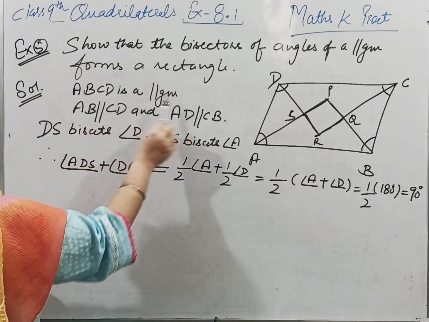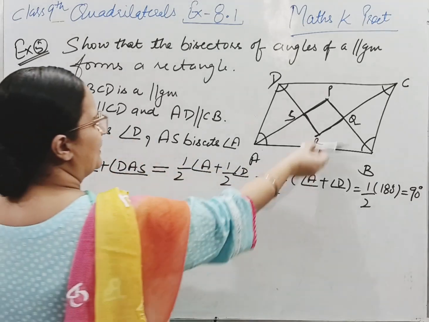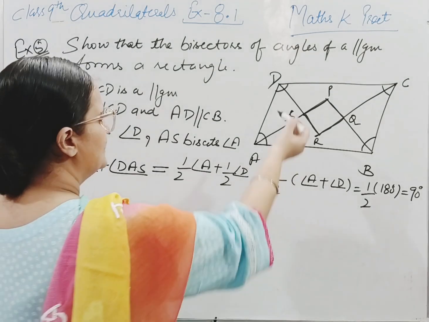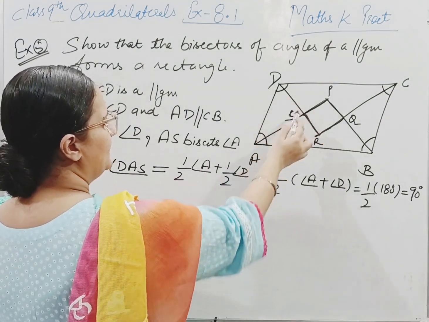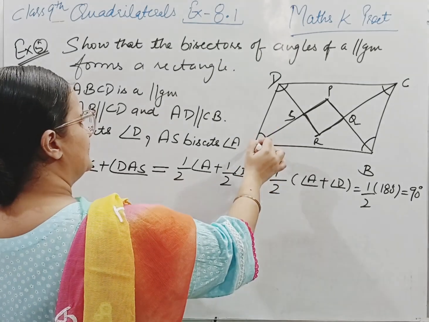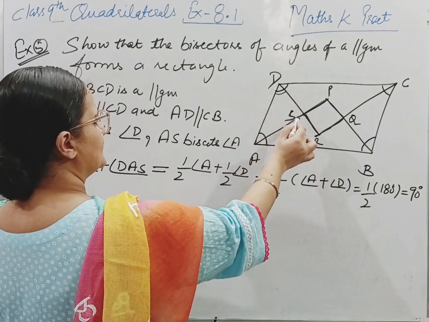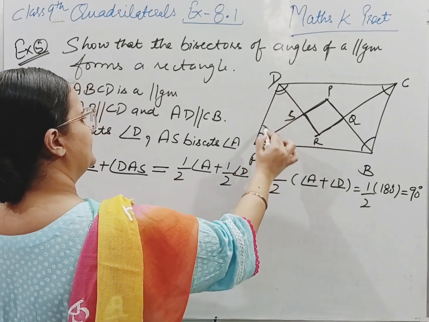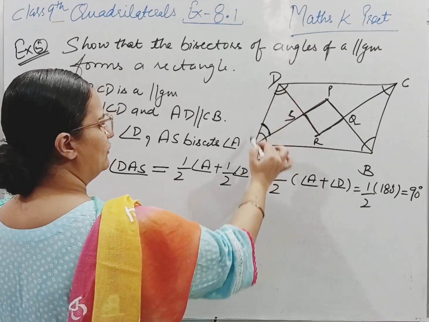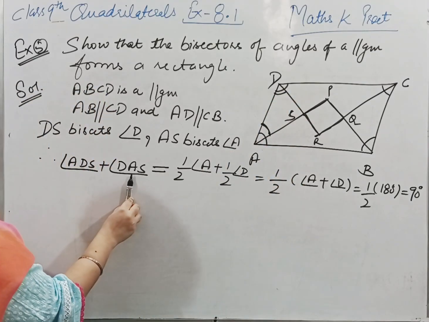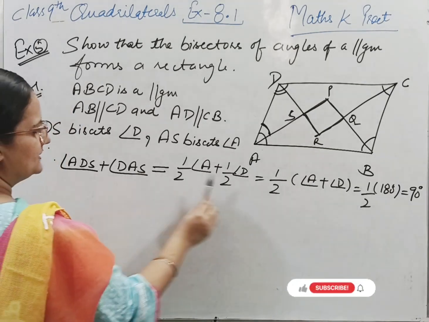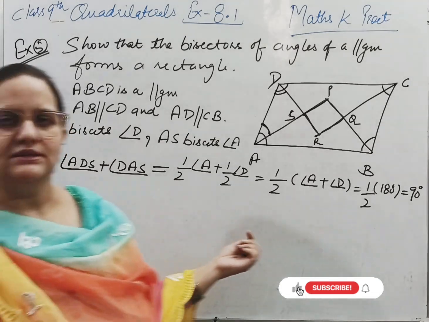So what is given to us? Let's see the solution. ABCD is a parallelogram, so AB will be parallel to CD and AD will be parallel to CB. Now since DS is bisecting angle D, and AS is bisecting angle A, I have written the sum of these two angles, angle ADS plus angle DAS. This angle is half of angle D, this angle is half of angle A. So angle ADS plus angle DAS is equal to half of angle A plus half of angle D. So we have taken this half out.